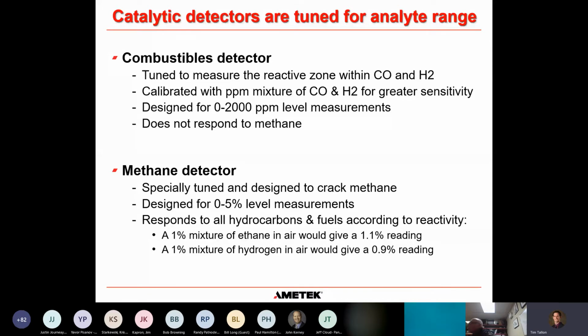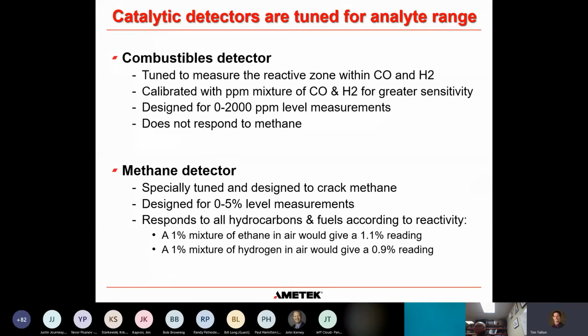But what if you had ethane, for example? Well, if you calibrated it with methane, the methane detector would give a 1.1% reading for a 1% mixture of ethane in air. That's according to the reactivity of ethane compared to the reactivity of methane. So you would be able to detect ethane in an airstream just as much as you would detect methane.